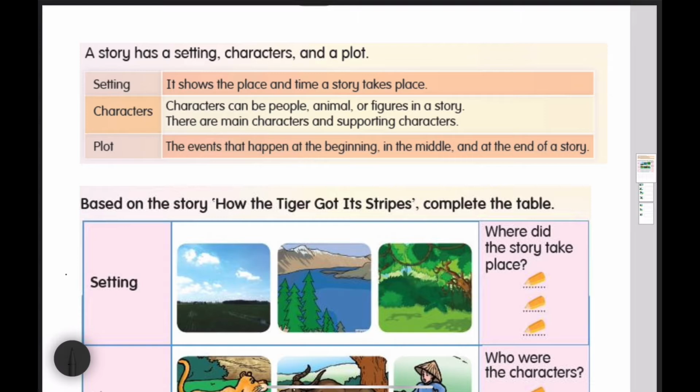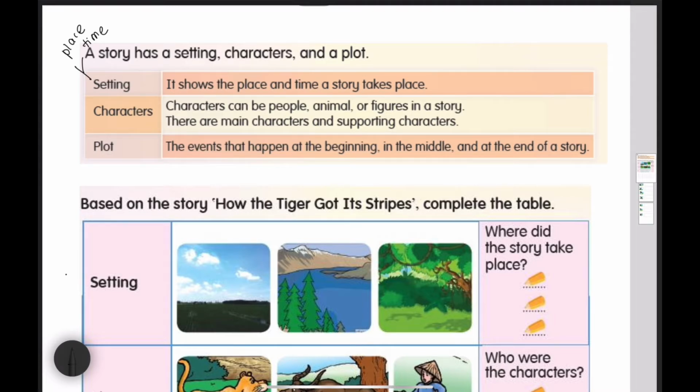A story has a setting, characters and a plot. Setting. So what is setting? It shows the place and time a story takes place. So setting, remember, it is place and it can be time. Characters. Characters can be people, animals or figures in a story. They are main characters and supporting characters.